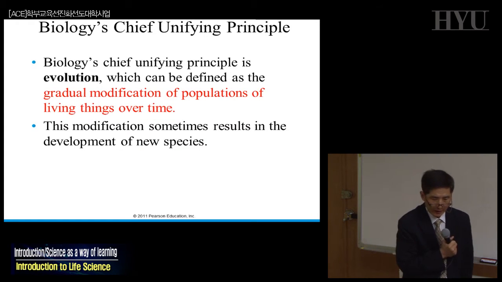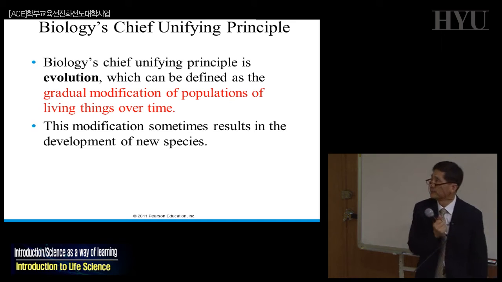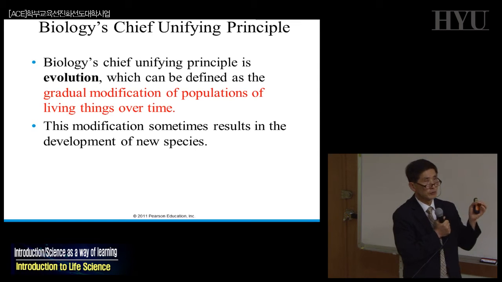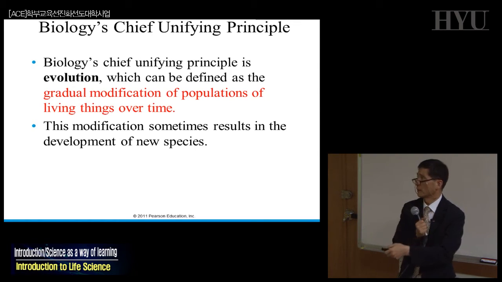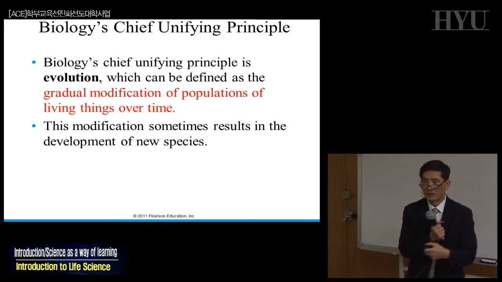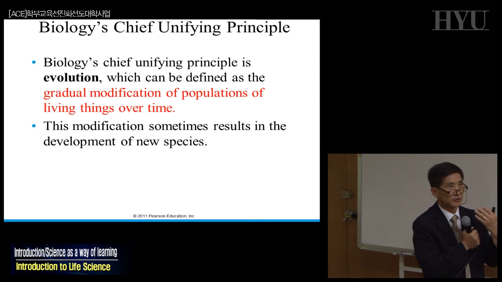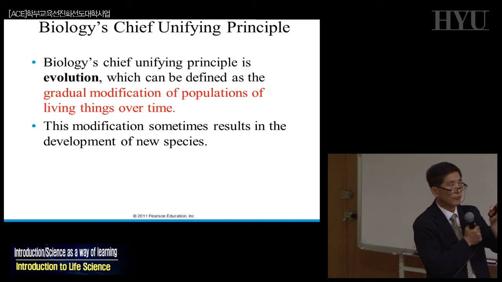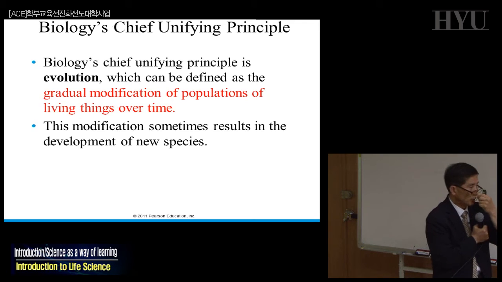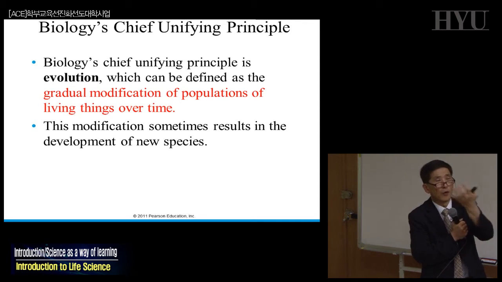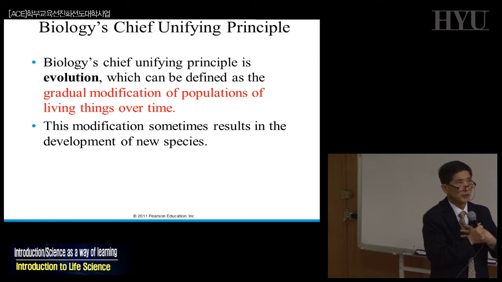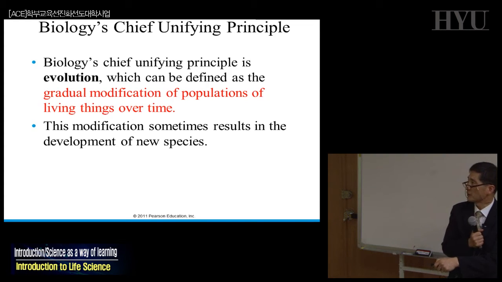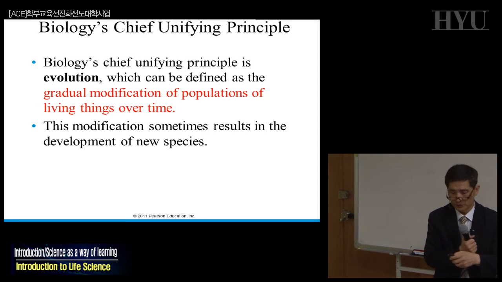Okay. So almost getting to the end at this point. Biology's chief unifying principle is evolution. What is evolution? Evolution can be defined as gradual modification, a slow modification of populations of living things over time. What is the unit that evolves? It's not an individual. It's a population that evolves. This modification sometimes results in the development of a new species.